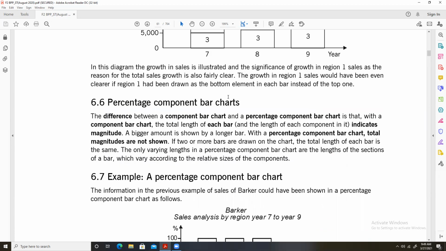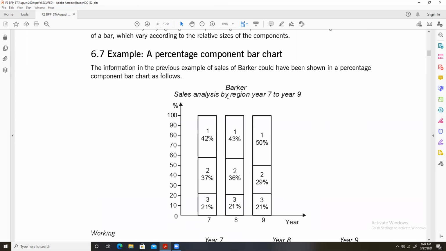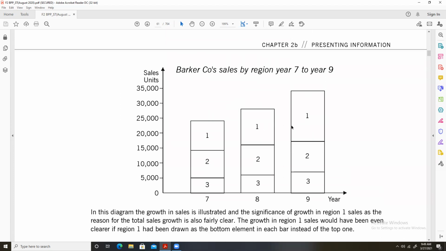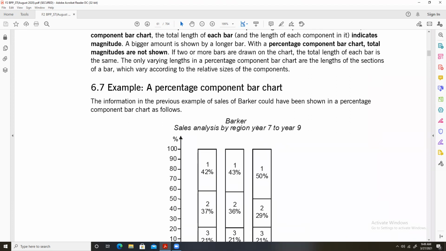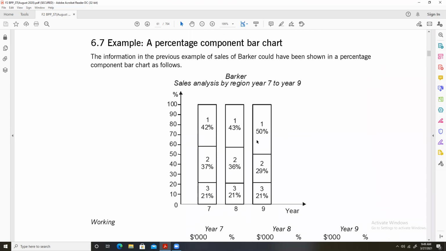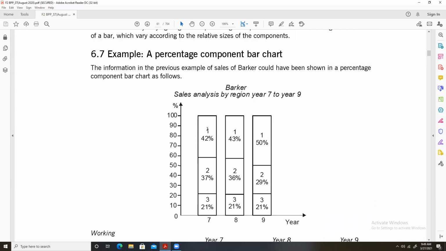The percentage component bar chart is the same as the normal component bar chart, but instead of showing the actual number of units, the results are expressed in terms of percentages, and the components are divided. Components are showing the percentage of sales made in each of the three regions.